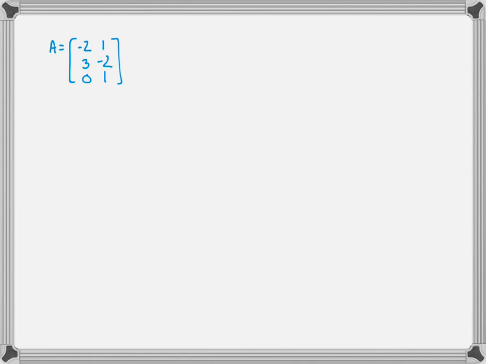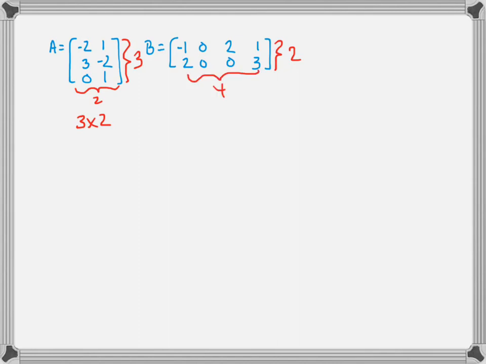Now let matrix A consist of negative 2, 1, 3, negative 2, 0, 1, and matrix B consist of negative 1, 0, 2, 1, 2, 0, 0, 3. So matrix A has 3 rows, 2 columns, or it's 3 by 2. Matrix B has 2 rows, 4 columns, so it's 2 by 4. So we can multiply these, and product AB is found to have dimensions 3 by 4.